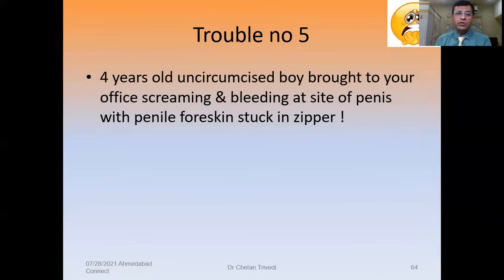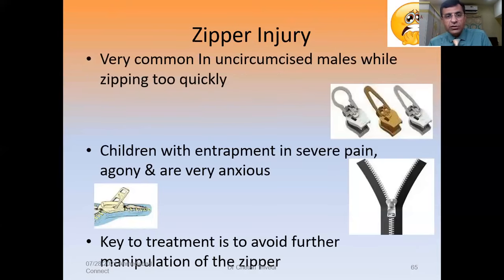and as soon as he passes urine, again he has to rush to play. So that's why he just tries to unzip and zip and unzip very quickly, and usually they are not wearing undergarments or underwear, so the foreskin gets stuck in the zipper. So this is the situation, and it is very common, as I said, in uncircumcised males while zipping too quickly, and there is severe pain, agony, and the patient is very anxious.